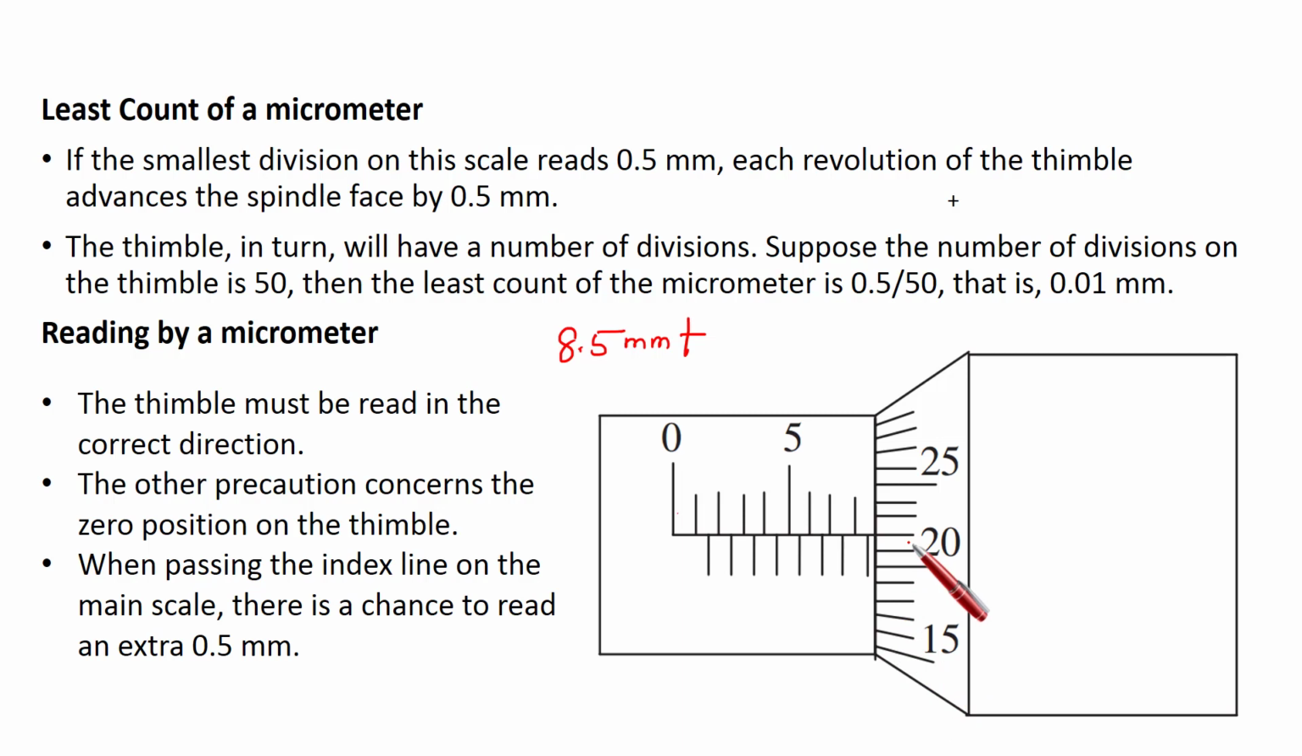Okay, so first of all, look at here, it is written. So this is 20, 21, 22. So 22 into, what is the least count of this instrument? Total 50 divisions are there on it. It's not mentioned, but this is an example of 50 divisions. So 0.01 mm. So total is 8.5 plus 0.22 mm, which will give you 8.72 mm.